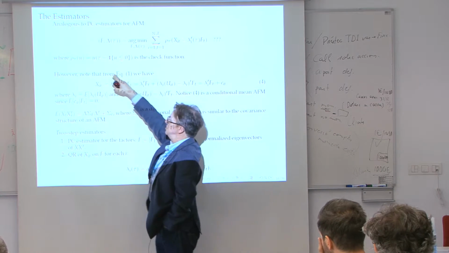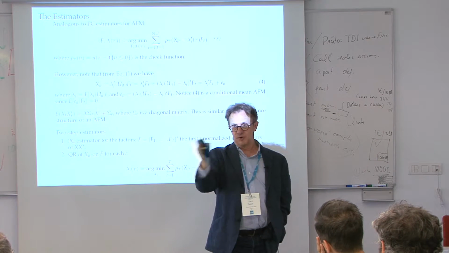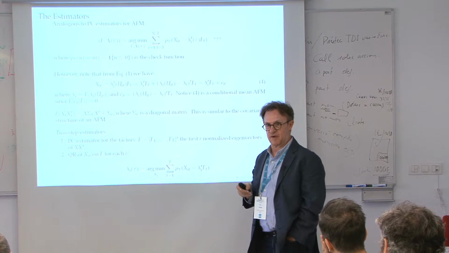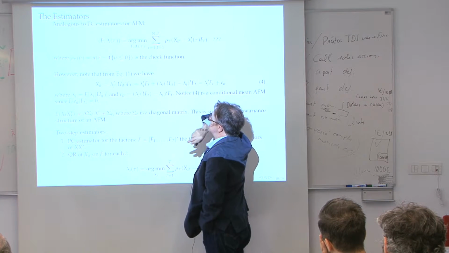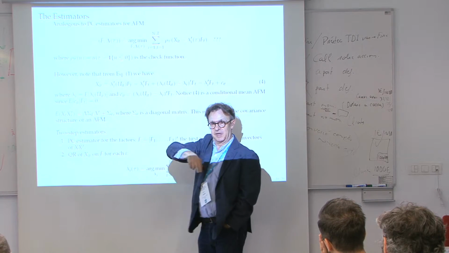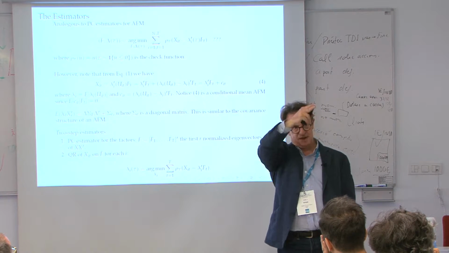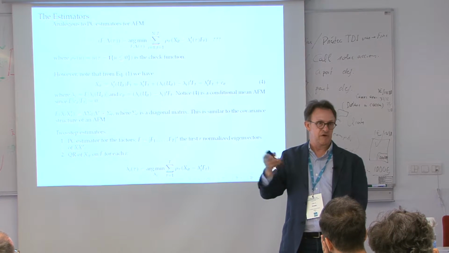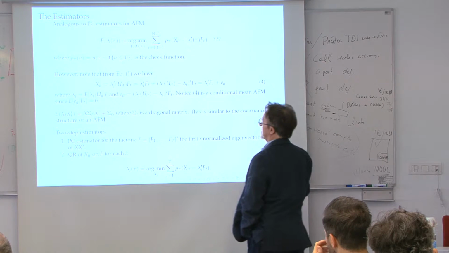Remember, the check function is a function which gives asymmetric weights to the absolute values of the elements you are trying to minimize. So this is the check function. For the median, it would be just the standard absolute value function, and for the other quantiles you give more or less weight, depending on whether the element is positive or negative.